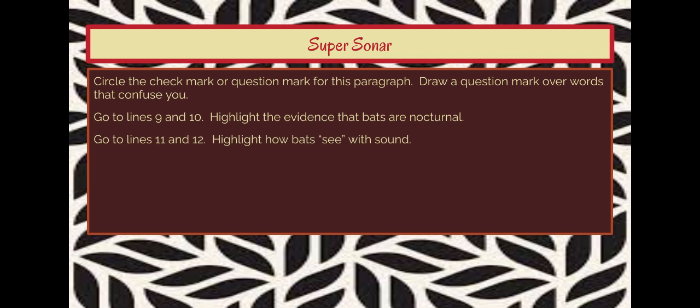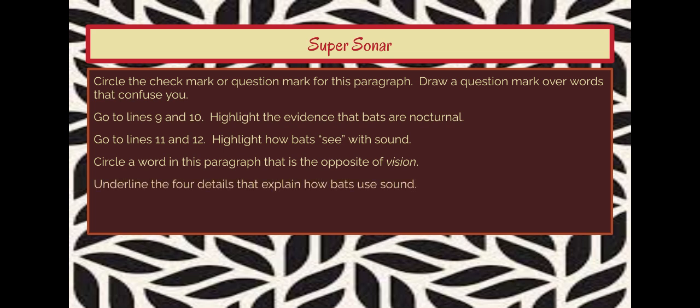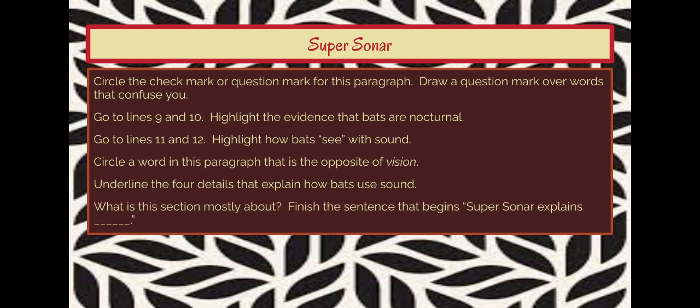Go to lines 11 and 12. Highlight how bats see with sound. Circle a word in this paragraph that is the opposite of vision. Underline the 4 details that explain how bats use sound. What is this section mostly about? Finish the sentence that begins, Super Sonar explains blank.